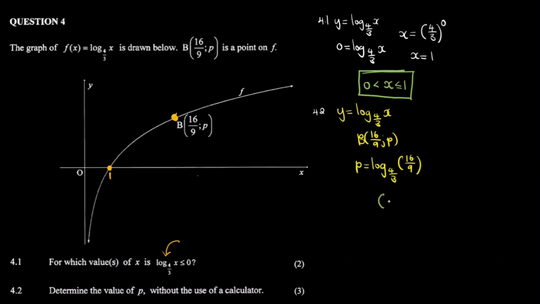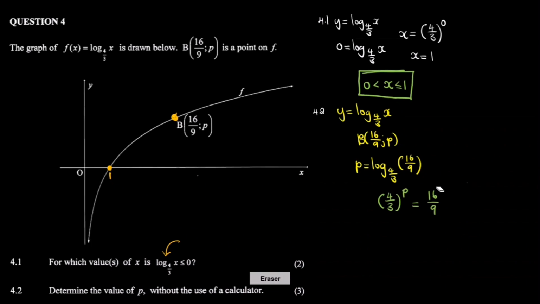So the base, remember, it remains as the base. So this is going to be 4/3, right? And remember, you're going to raise it to what? To p. So this is going to be 4/3 to the power p, which is equal to 16/9. Remember, whatever is the base in the log will still remain as the base. Whatever is alone will be the exponent.